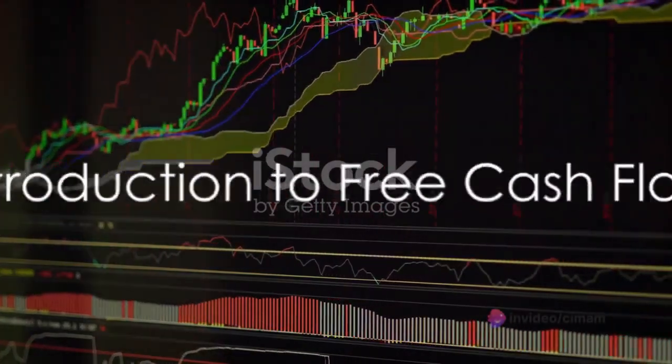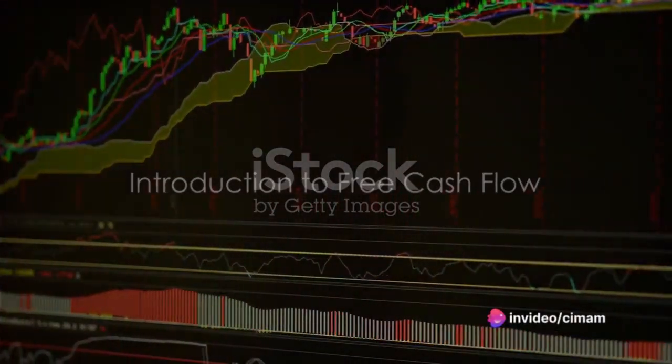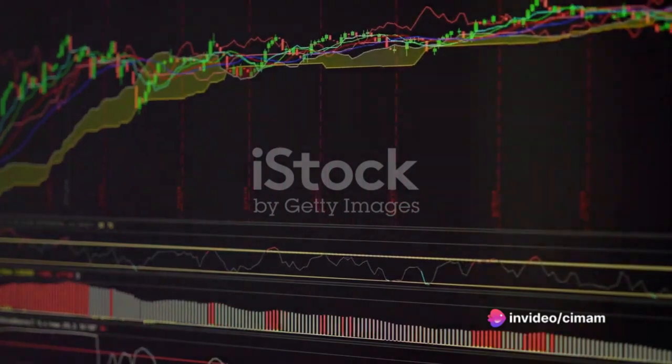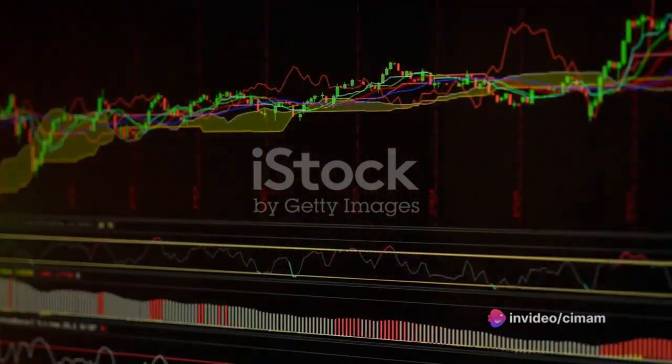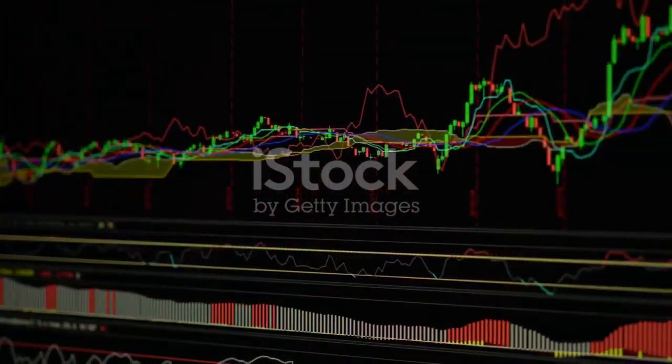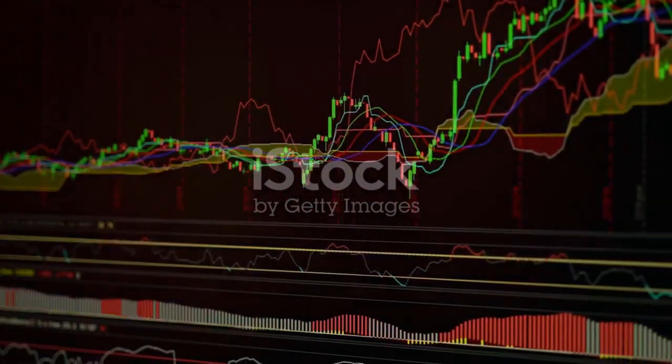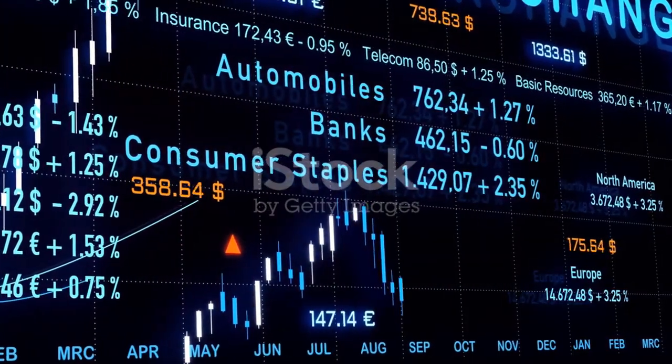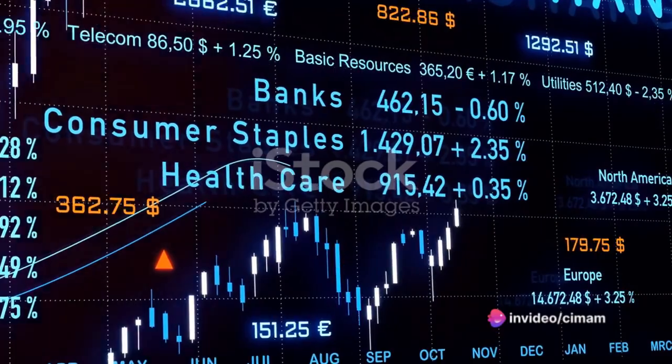Ever pondered over the mystery of free cash flow and why it holds such significance? Well, you're about to unravel that secret today. Imagine a company as a complex machine, churning out products, services, and, most importantly, cash. Now, this cash isn't all up for grabs.